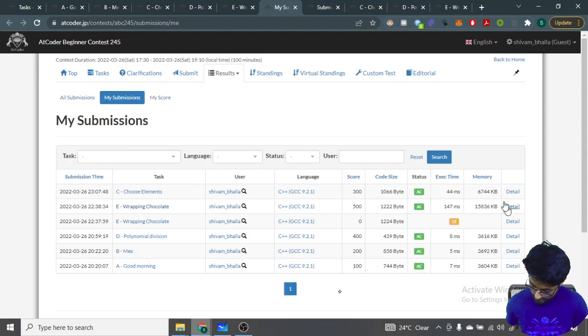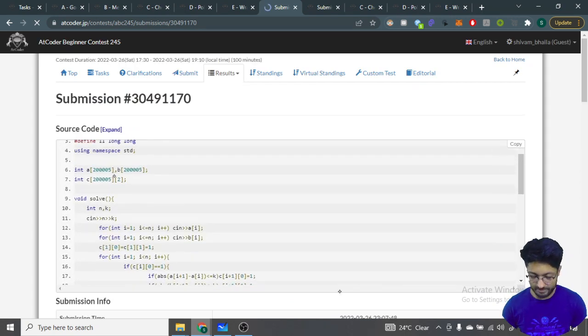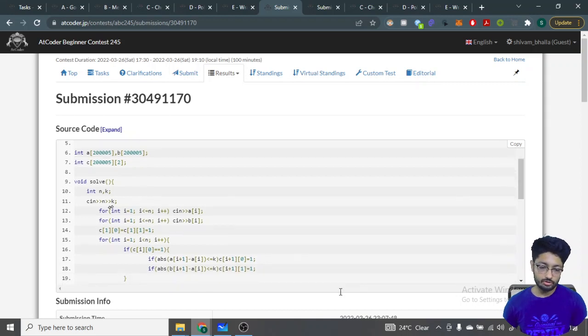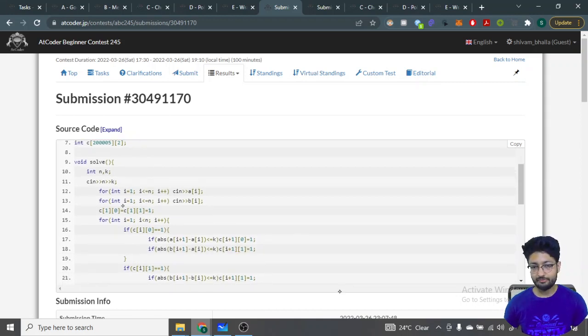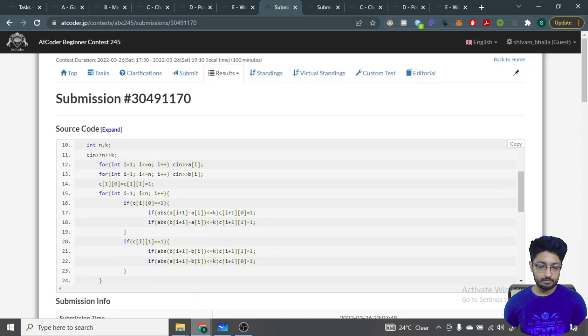So what you can directly observe here is that I have made two vectors, A and B, and C is the DP table. So I inserted all the elements, then marked the first element of both the tables as 1. Then I iterated over these sequences, checking that if the previous element is 1, I will mark the next element such that the difference between the current element and the next element is less than or equal to k in the first row, then I will update the first row as 1.